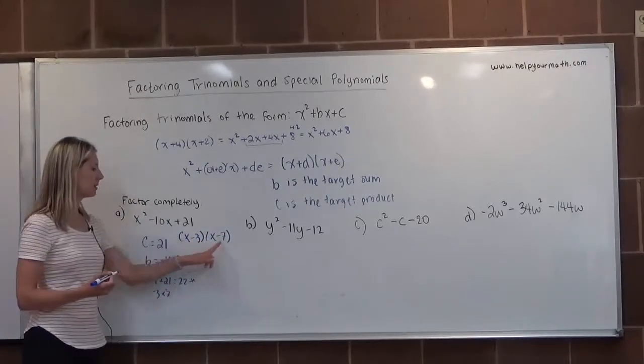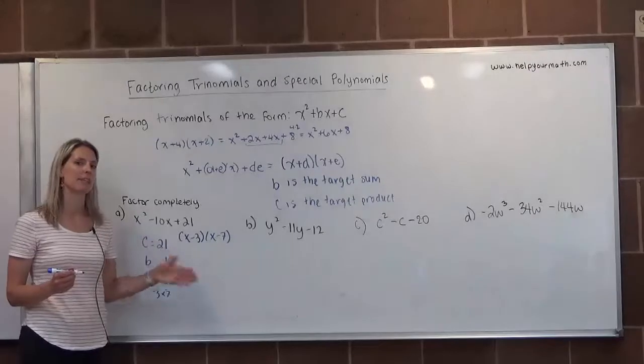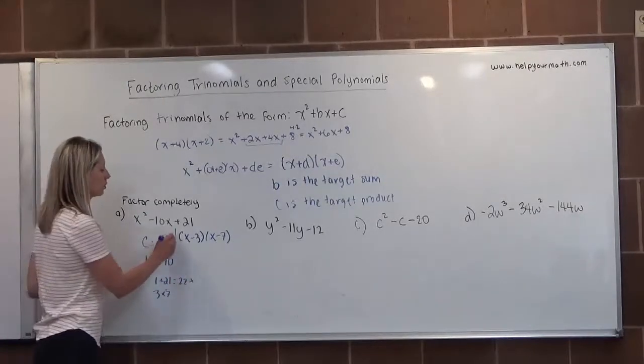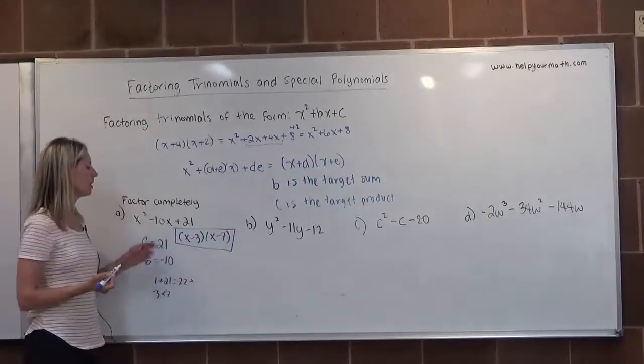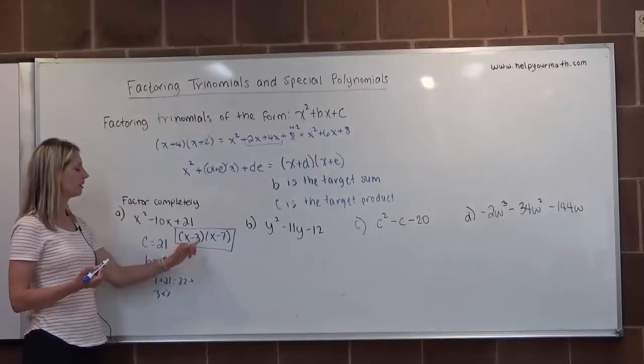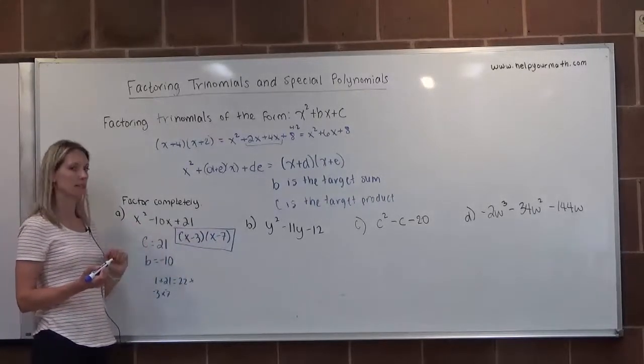The order of these pieces doesn't matter. If you put x minus 7 times x minus 3, that's the same thing because those two factors are commutative. So we could just go right from here to here. Negative 3 times negative 7 is positive 21.